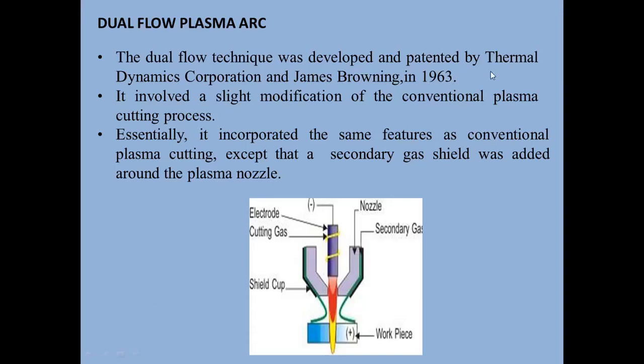See, this is the construction. This is the nozzle. This is the electrode. See, we have a cutting gas supplied around it. Secondary gas supplied between the shield cup and the nozzle. And this is the workpiece. This is the plasma arc. Okay. And power supply is given to electrode, nozzle, and workpiece.